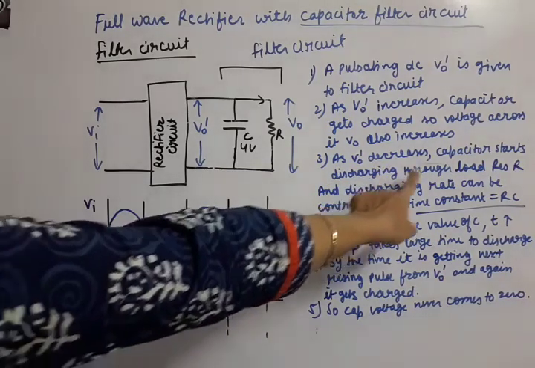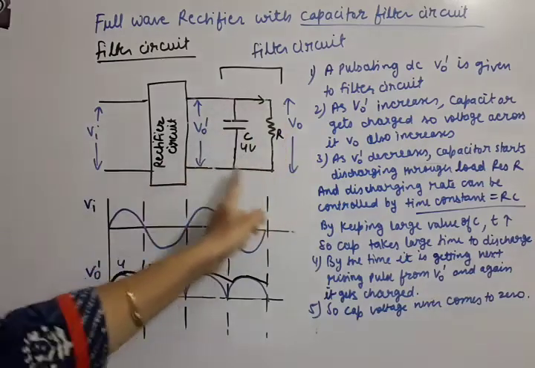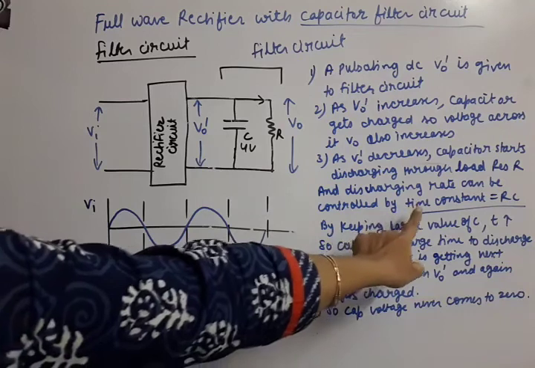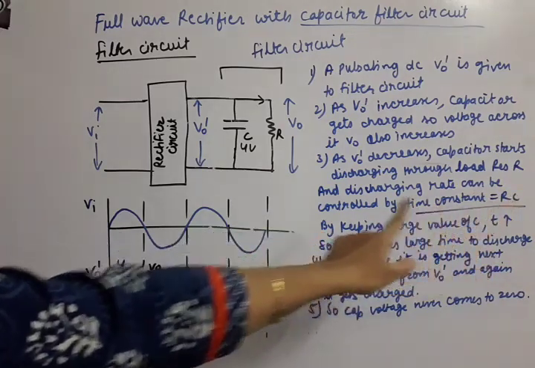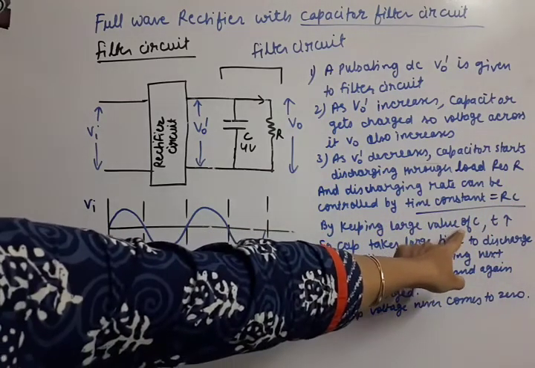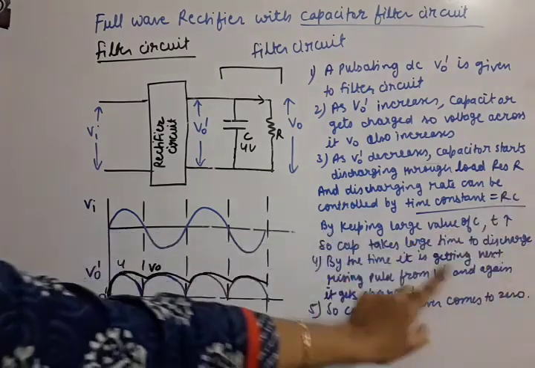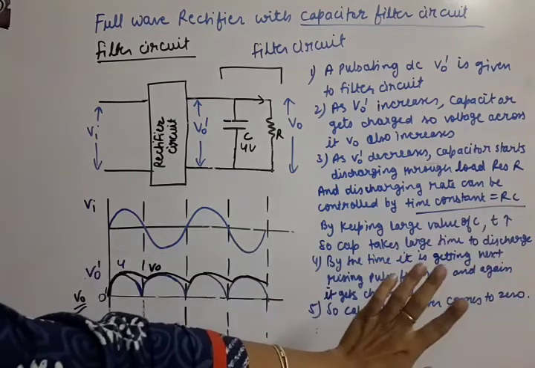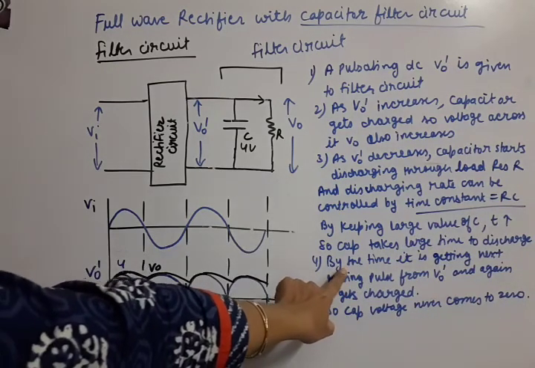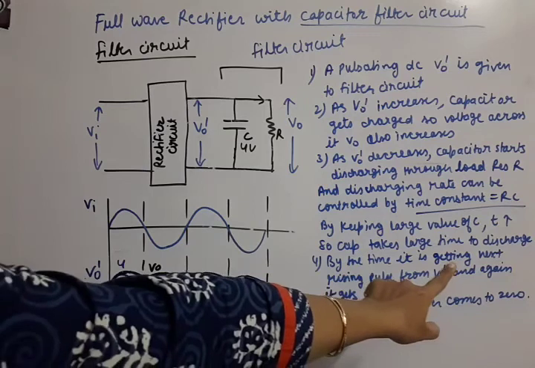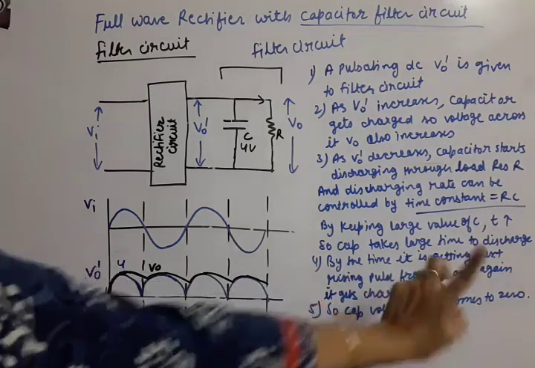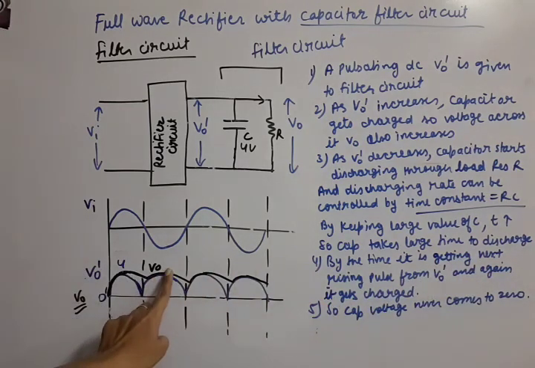Now as VO dash decreases, the capacitor starts discharging through the load resistance. Discharging will take place through this path. And the discharging rate can be controlled by the time constant RC. By keeping a large value of C, T also becomes large. That means the capacitor takes a large time to discharge completely. So by the time it does, it will get the next rising pulse from VO dash, and again it will get charged.